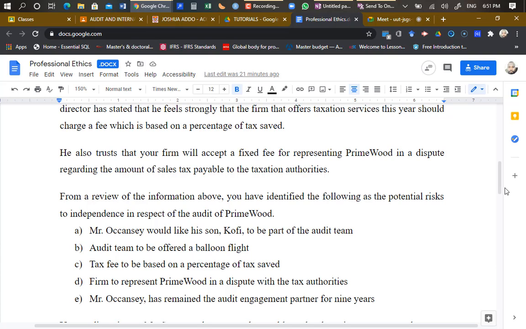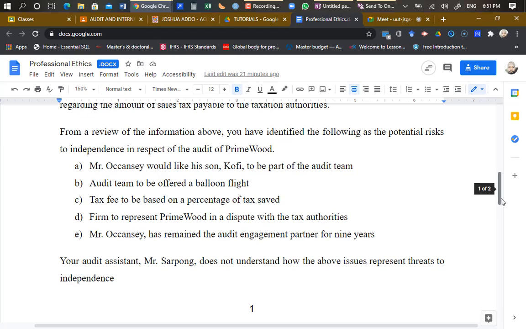A. Mr. Okansi would like his son, Kofi, to be part of the audit team. B. Audit team to be offered a balloon flight. C. Tax fee to be based on a percentage of tax saved. D. Audit firm to represent Primewood in a dispute with tax authorities. E. Mr. Okansi has remained the audit engagement partner for 9 years.